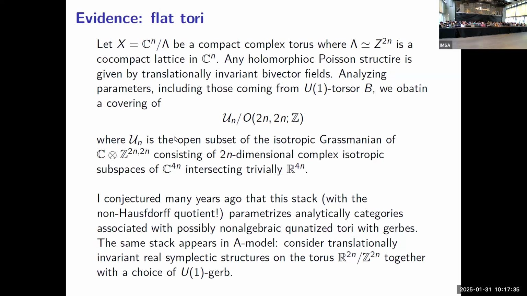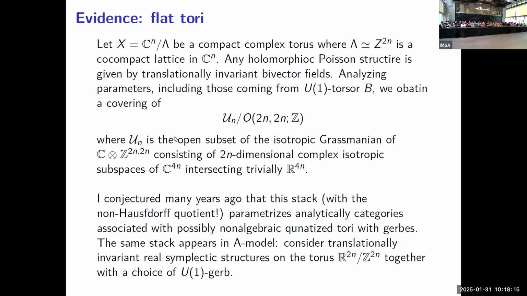The group action is by equivalence of orbits. And that's what comes from this picture. And again, many years ago, I actually gave a talk on this, about ten years ago, something like this. I conjectured that this stack parameterizes analytic kinds of categories, which is a kind of non-algebraic quantized story with gerbes. But at that time it came from a different perspective, in the A model.